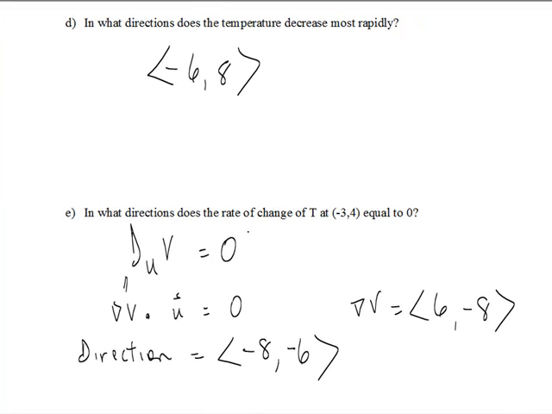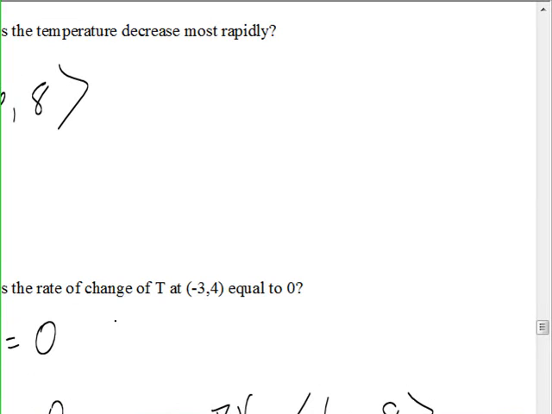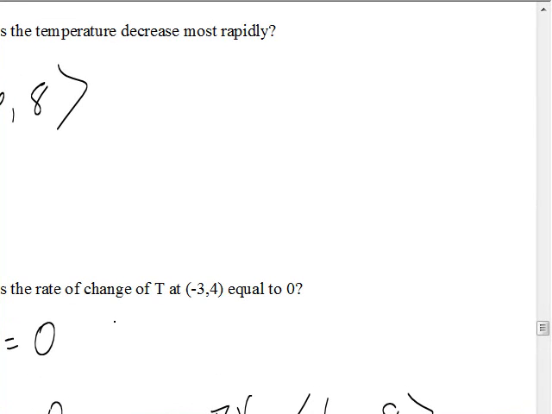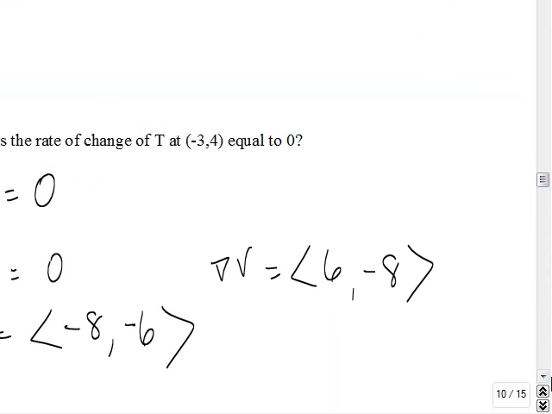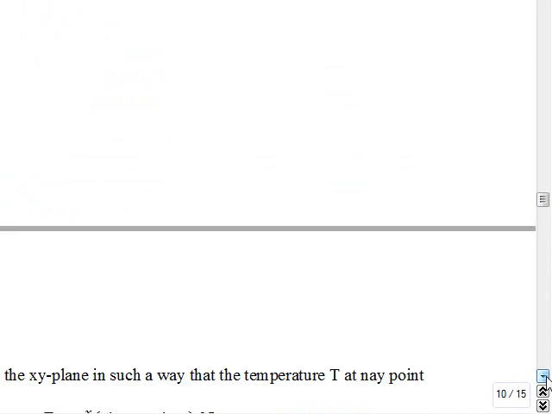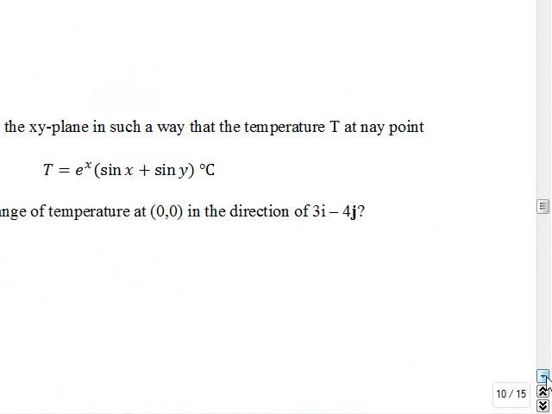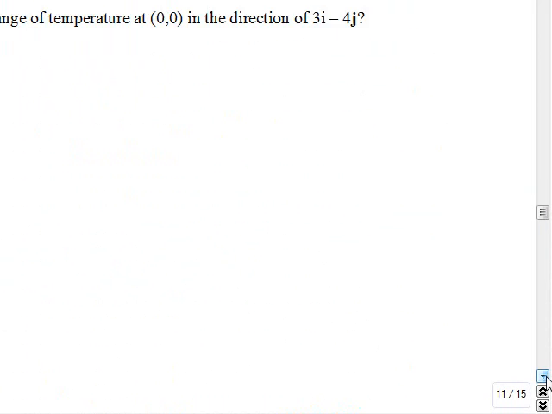So that's another way of phrasing that. That's the direction of no change. That's the direction where the temperature is constant. That could be phrased a number of ways. Any questions on this one? Okay, you have one application to do. Your turn. Same thing.